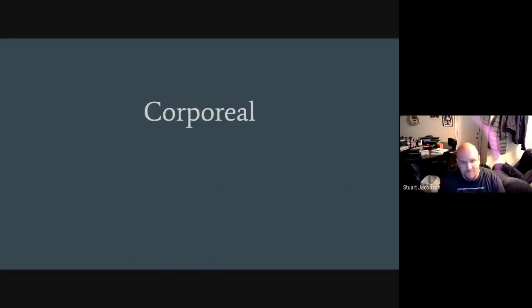Corporeal. It's a real simple one. It's tangible. There are corporeal assets and incorporeal assets. Corporeal assets are things that I could touch, things that I could feel. The deck in my backyard, that's a corporeal asset. Incorporeal are air rights, which we've talked about, and other rights that we will talk about. Those are incorporeal assets. Corporeal is tangible, incorporeal is intangible.